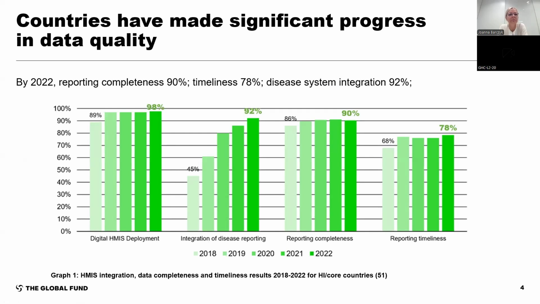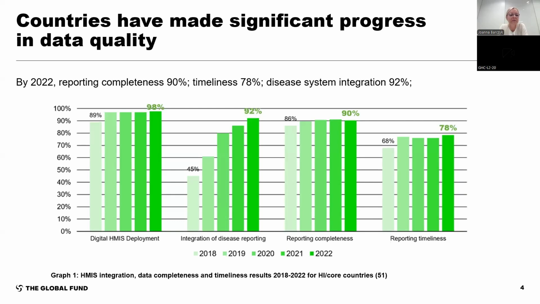So you will know, because you are collecting data, you are reporting data, that countries have made significant progress when it comes to data quality or certain aspects of data quality. Here you see 4 metrics that the Global Fund was collecting between 2018 and 2022 as a KPI, a key performance indicator that we were also reporting to the board based on data that you were reporting to us.